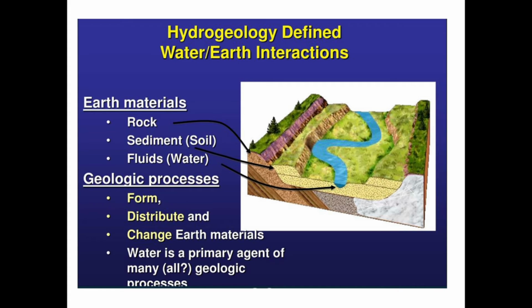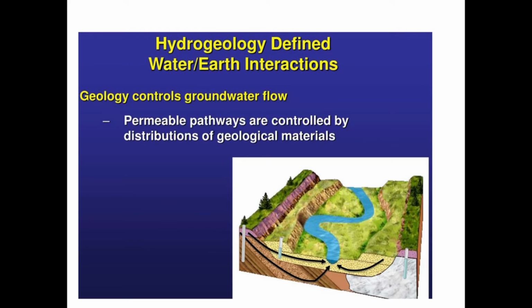And for all these things, water is a primary agent for these geological processes. And the geology controls the groundwater flow. That is the structure of the rock materials, the property of the soil, and the density or the properties of the fluid, and these are all responsible for the groundwater flow. They control the groundwater flow.